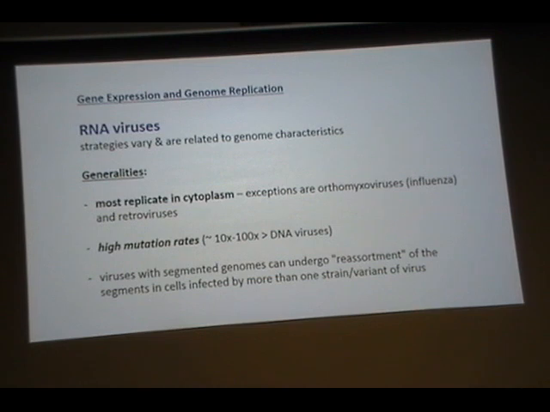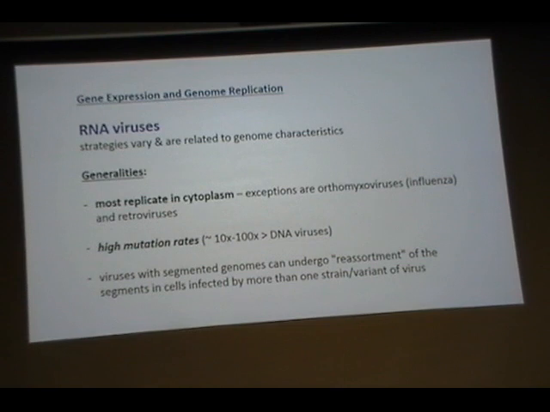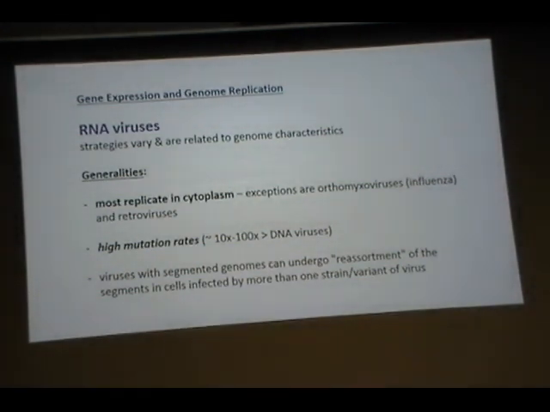So what about gene expression and replication strategies? A couple of basic concepts to keep in mind. One is that most of the RNA viruses are going to replicate in the cytoplasm. A well-known exception to this rule is influenza virus. It's an orthomyxovirus that actually replicates in the nucleus. It gets into the nucleus and replicates its genome from there. There are also, among RNA viruses, high mutation rates, which I already mentioned. These could be 10 to 100-fold greater than a DNA virus. And this contributes to their capacity to move around, to evolve, and infect different species.